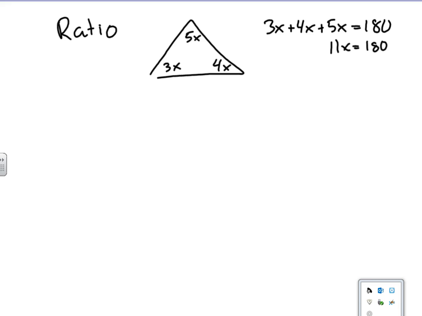Then there are two other things to mention here. Number one is that you want to be aware of the side splitter theorem.